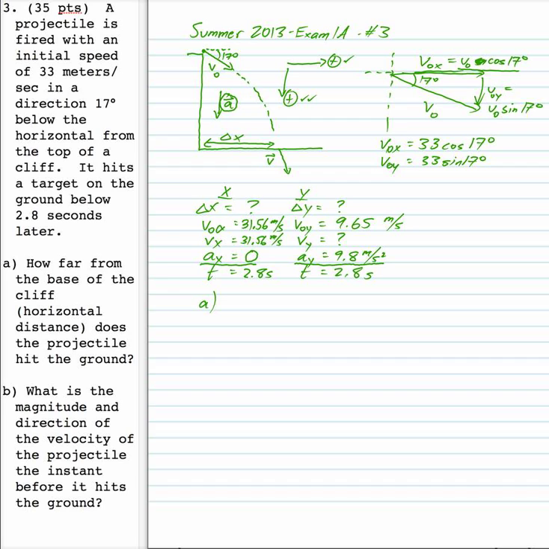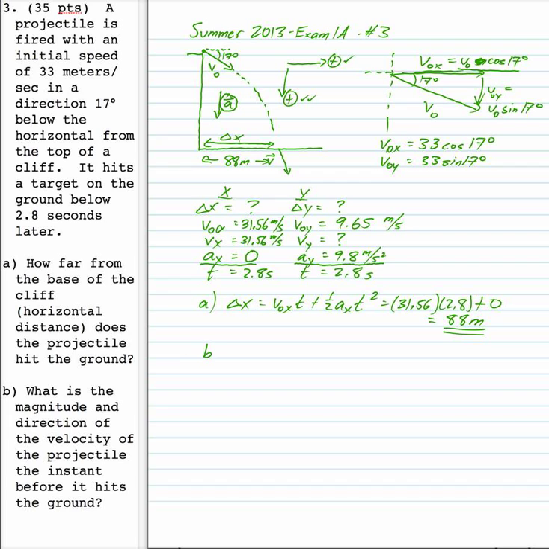Part A says delta x is equal to V0x t plus 1/2 a t squared, which is 31.56 times 2.8 plus, the second half of that is 0 because the acceleration is 0, so that works out to be 88 meters. Okay, so there's part A. Part B, I'll go ahead and put that answer there, 88 meters.